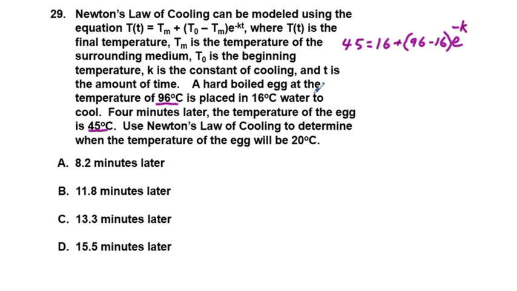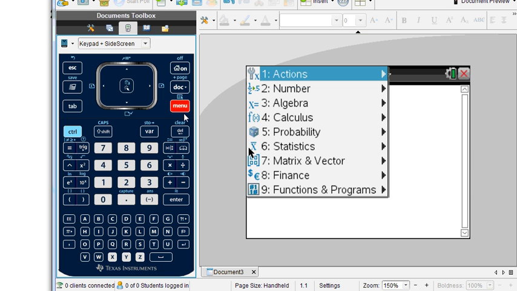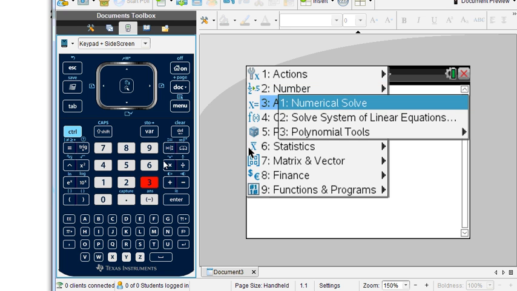We're going to put negative k, and then for t, we're saying t is 4 minutes later. So negative k times 4. We can solve this equation by isolating e to the negative 4k, and then taking the logarithm of both sides and so forth. But this is a good opportunity to use in the TI-Nspire CX calculator something we call nSolve, standing for numerical solve. To get to that operation, you press menu, and we go to 3 Algebra, and then press enter for numerical solve.